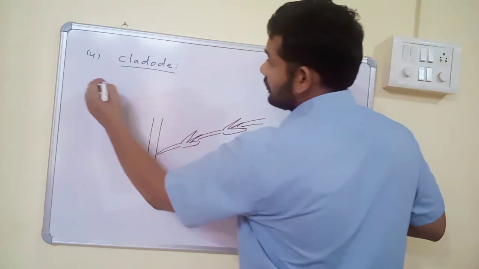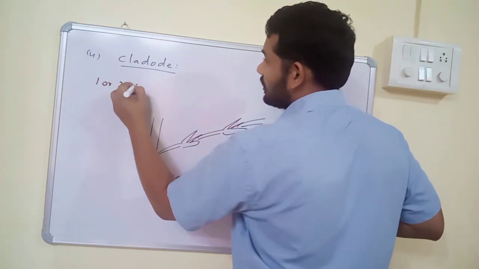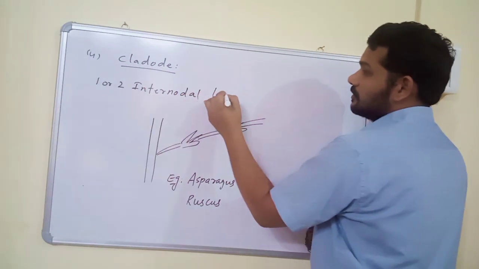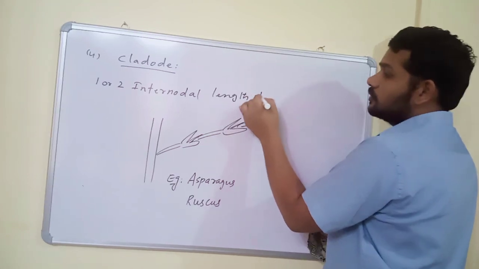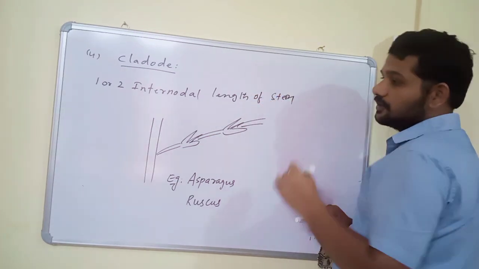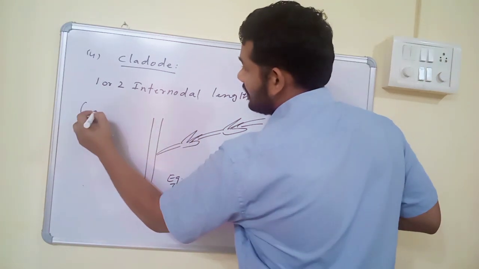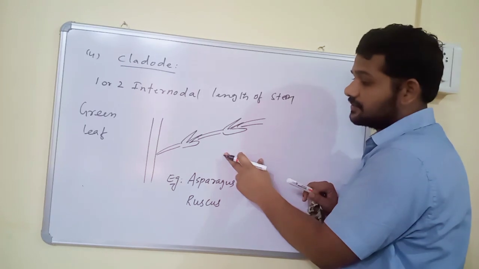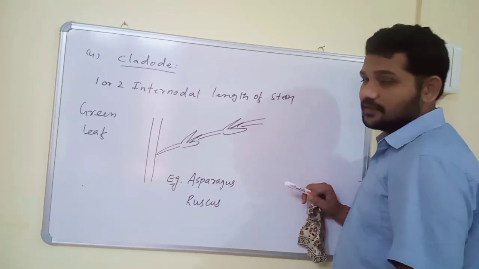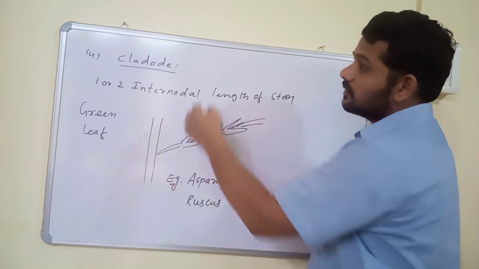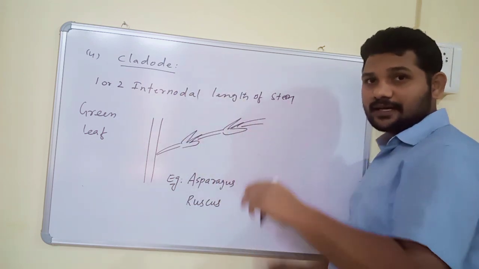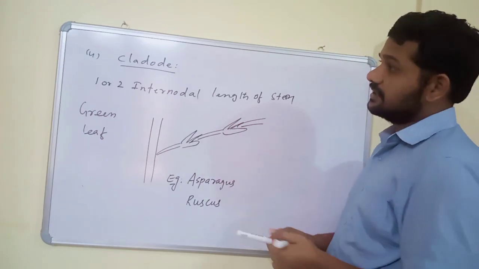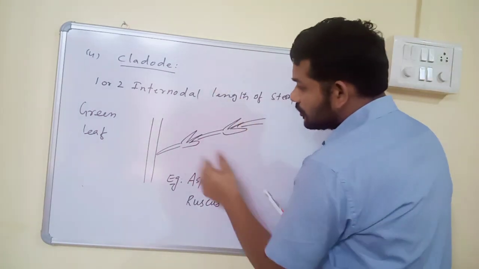But in case of cladode, one or two internodal lengths of the stem modified into a green leaf-like structure, and these green leaf-like structures perform photosynthesis. Examples: asparagus and ruscus. And what is the difference between phylloclade and cladode? In phylloclade, the entire stem, the unlimited length of the stem, modified to perform photosynthesis. In case of cladode, only one or two internodal lengths.